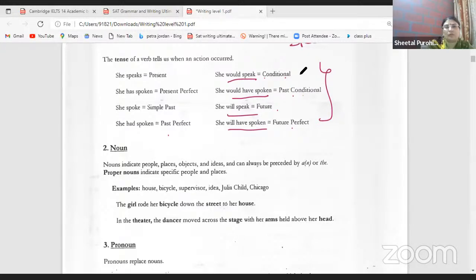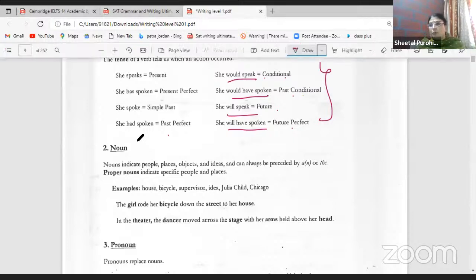Yes, so I hope everybody has gone through. Now the nouns. The naming words are called nouns. So any name. We have two types of nouns, the proper nouns and the common nouns. The common noun is a noun in general, which is not referring to anything specific, whereas the proper noun is referring to the specific nouns. So you have girl, bicycle, house, and all are common nouns.